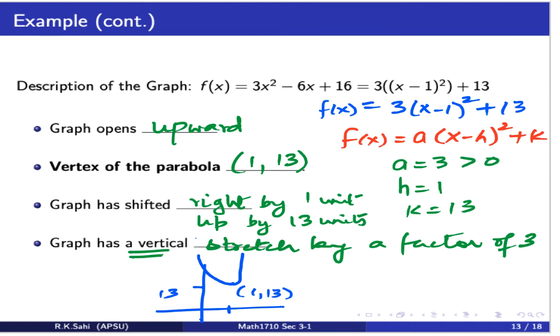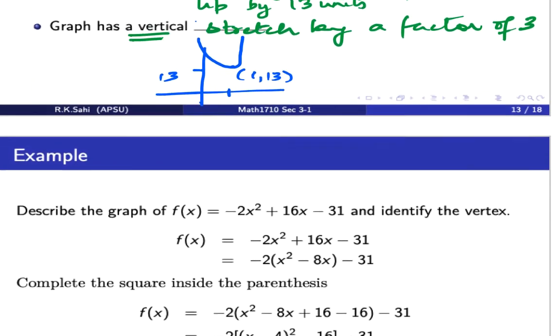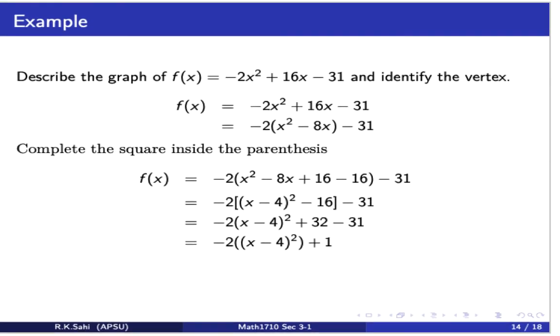Okay, going on to the next example, guys. Now we would like to describe the graph of this function: minus 2x squared plus 16x minus 31. First we have to complete the square. So what does that mean? Group the terms which have x in them. Then take minus 2, the coefficient of x squared, out. You're factoring that out. So what do you have? Minus 2 times (x squared minus 8x), because when I multiply by minus 2, I should get the original equation.